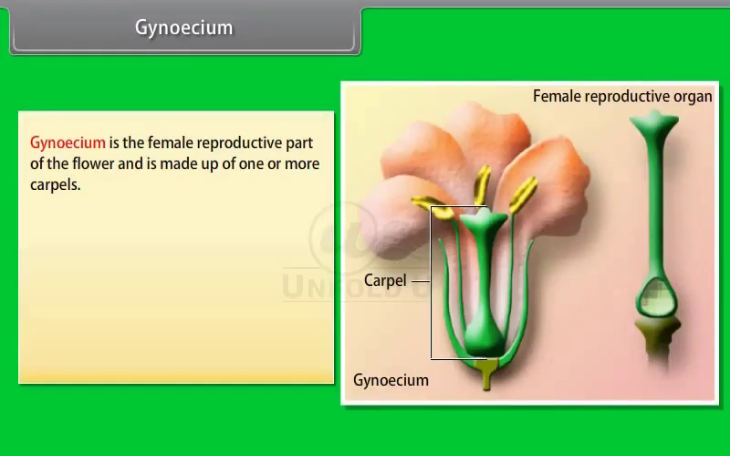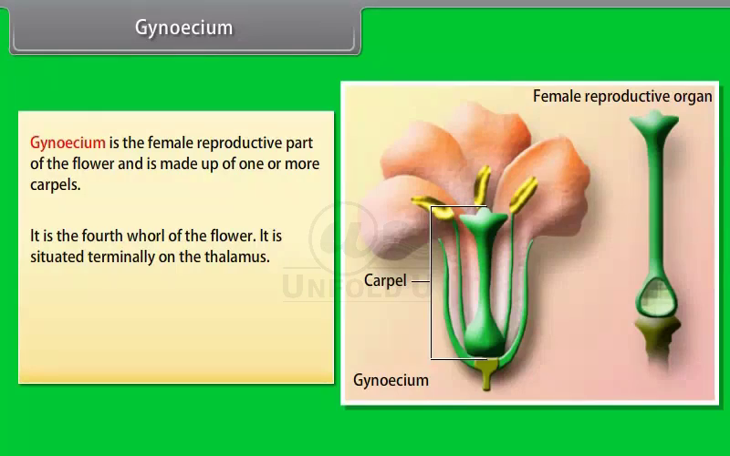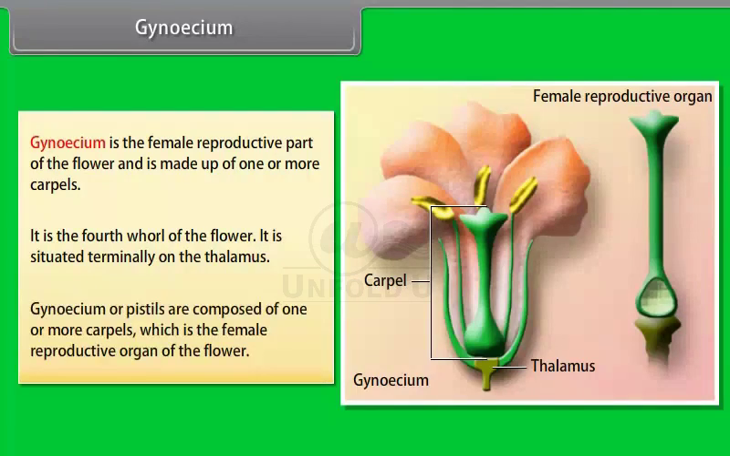Gynoecium. Gynoecium is the female reproductive part of the flower and is made up of one or more carpels. It is the fourth whorl of the flower. It is situated terminally on the thalamus. Gynoecium or pistil is composed of one or more carpels, which are the female reproductive organs of the flower.